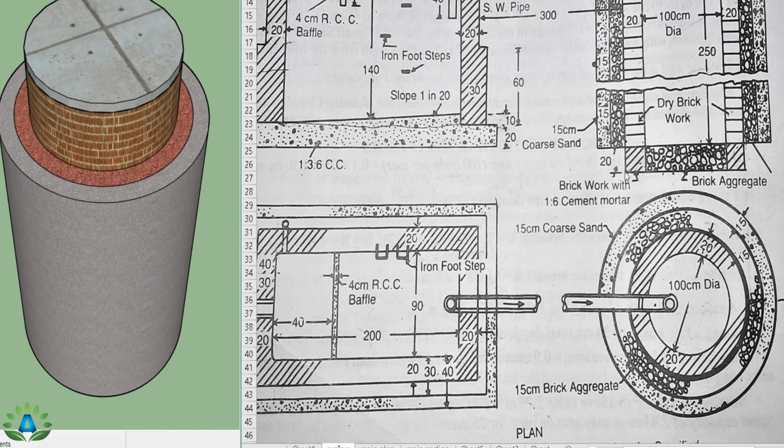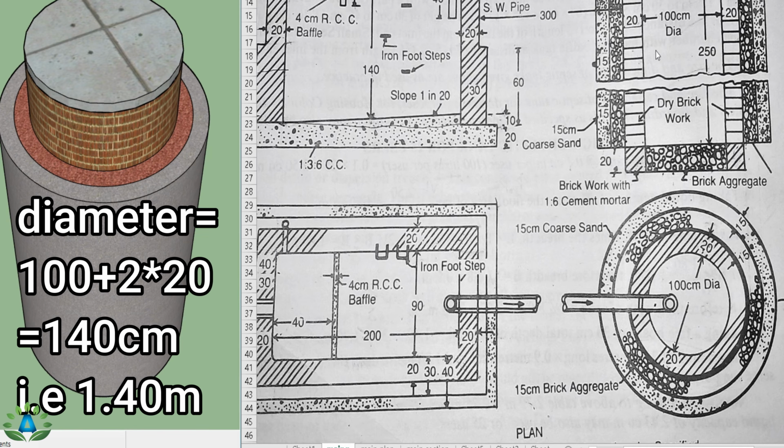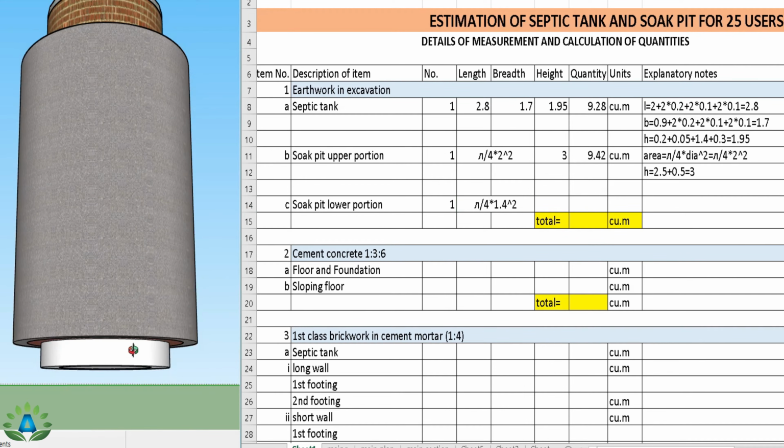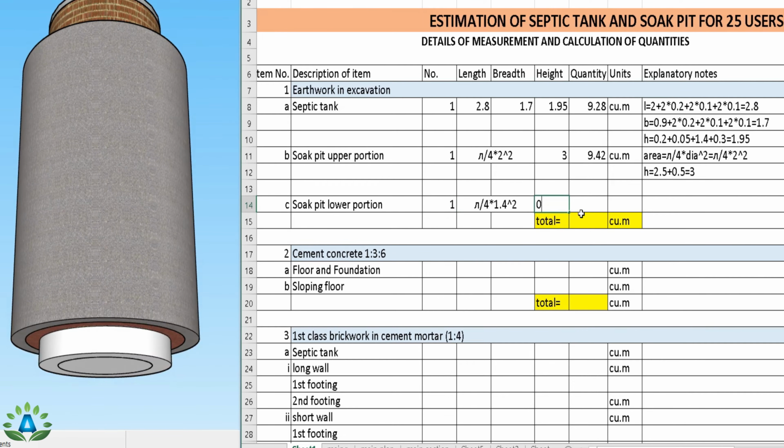That means from this point to this point we have to calculate the total diameter. So our total diameter equals 100 centimeter plus 20 centimeter wall from this side and 20 centimeter wall from this side. So we get the total diameter of 1.4 meter, and we have the height of the excavation of the lower portion, that is 20 centimeter height. So I can write the number 1, and we have the area of the circle pi by 4 into d square, in which diameter equals 1.4, and height equals 0.2, and we get the total quantity 0.3. Unit is cubic meter. Now we get the total 19 cubic meter.